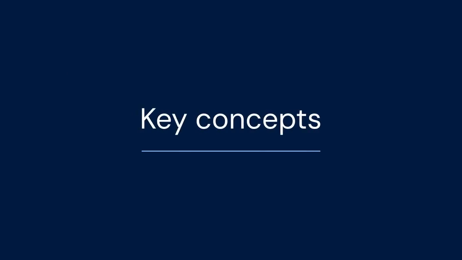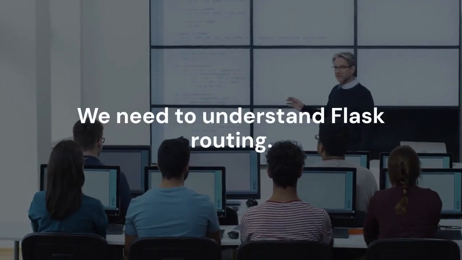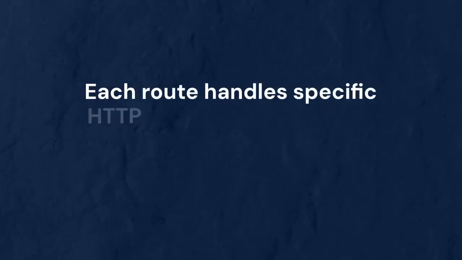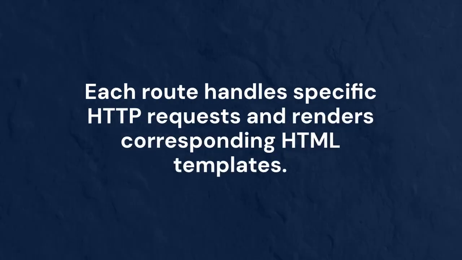Second, let's discuss the key concepts. We need to understand Flask routing. This involves defining routes for different pages like the homepage, buy, sell, quote, history, and register/login. Each route handles specific HTTP requests and renders corresponding HTML templates.